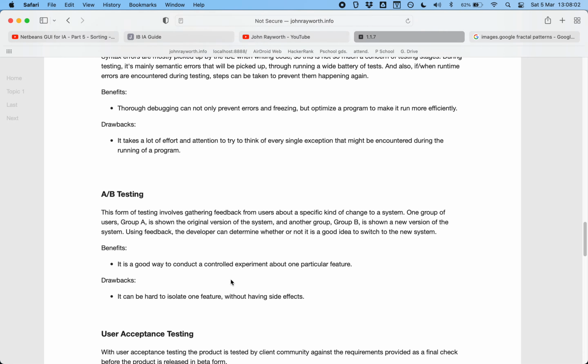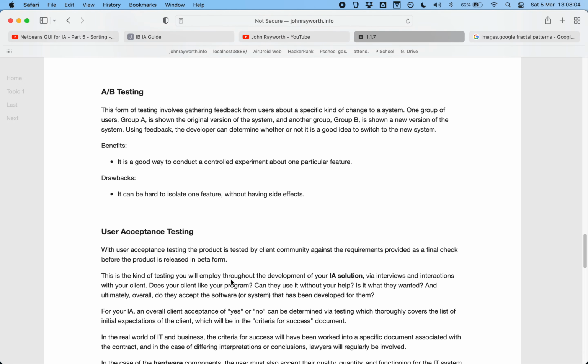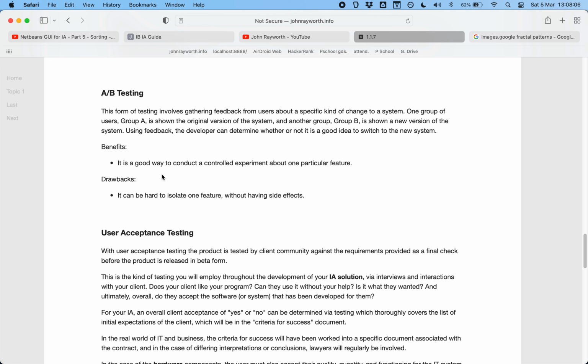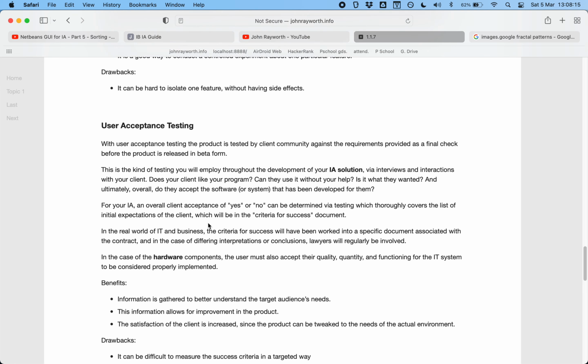And then on a more macro level, A/B testing. One group uses the system one way, another group uses it the other way. Which group is happier, basically? User acceptance testing is the type of testing that you hopefully are in the process of doing with your client.